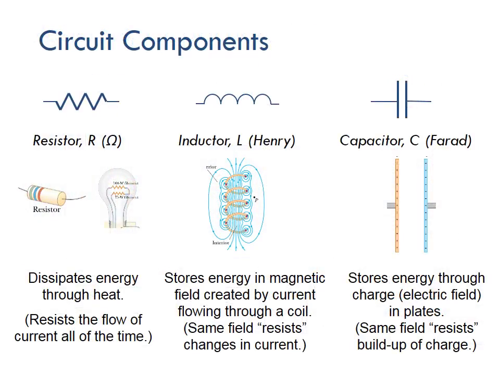So again, we have resistors here. Resistors dissipate energy through heat. It resists the flow of current all the time. That's what it does. And the ones we work through are generally linear. So V equals IR, pretty simple.